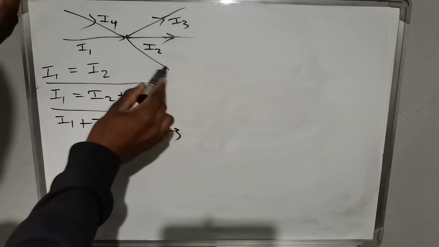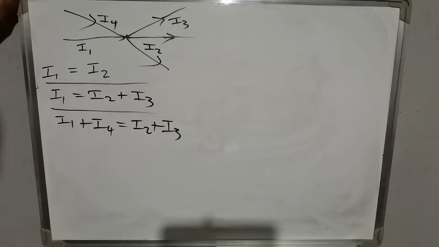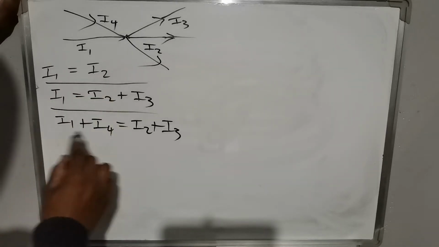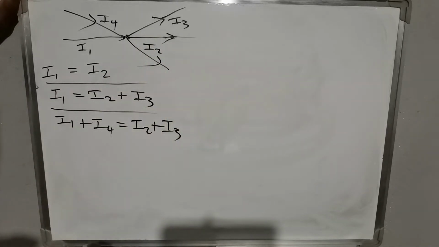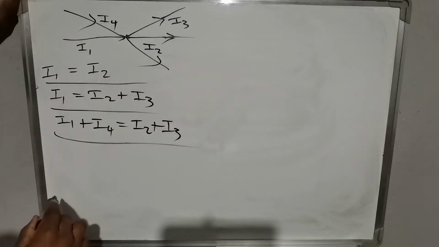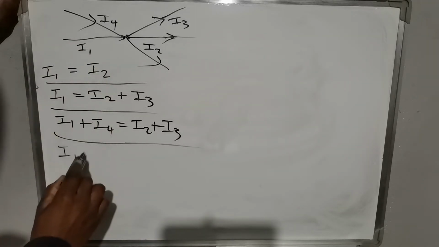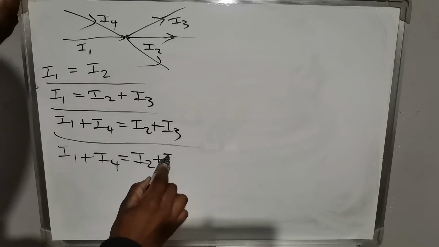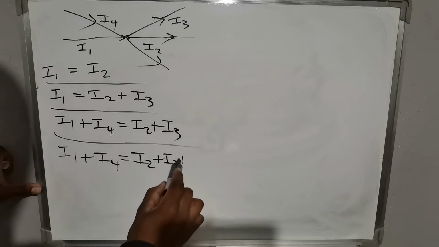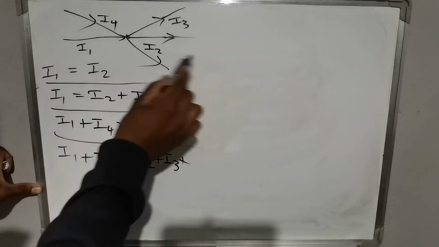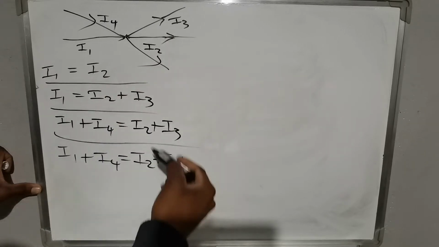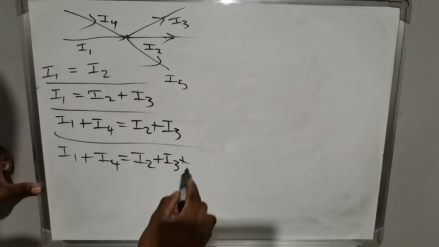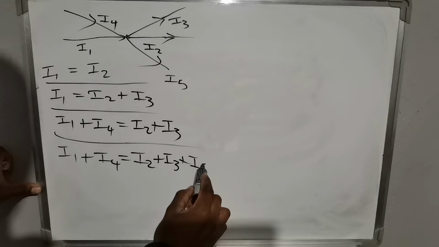Say we add another current flowing away the junction. What happened on the previous equations will also happen to this one too. Now we will be having I1 plus I4 equal to I2 plus I3, and this current that we added, let's name it I5, plus I5.